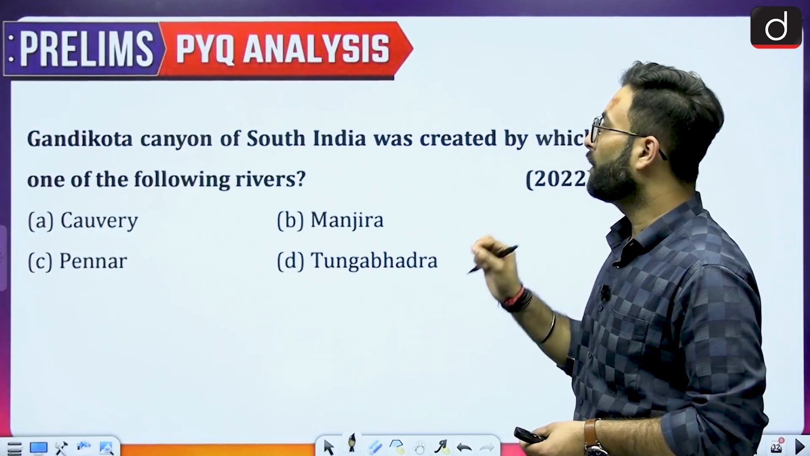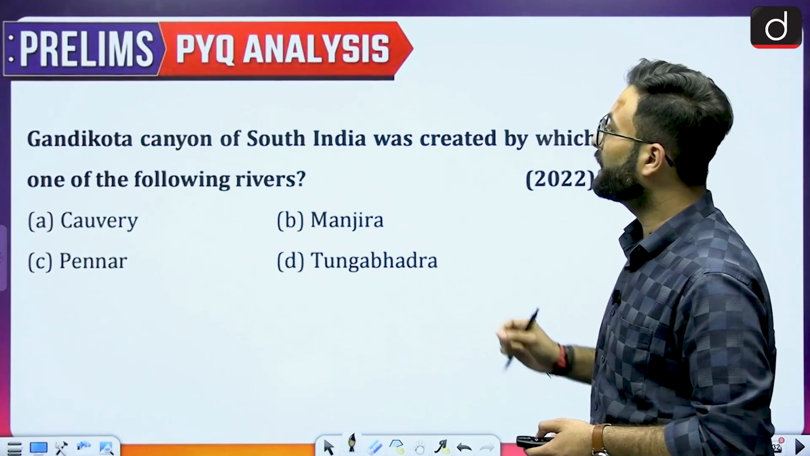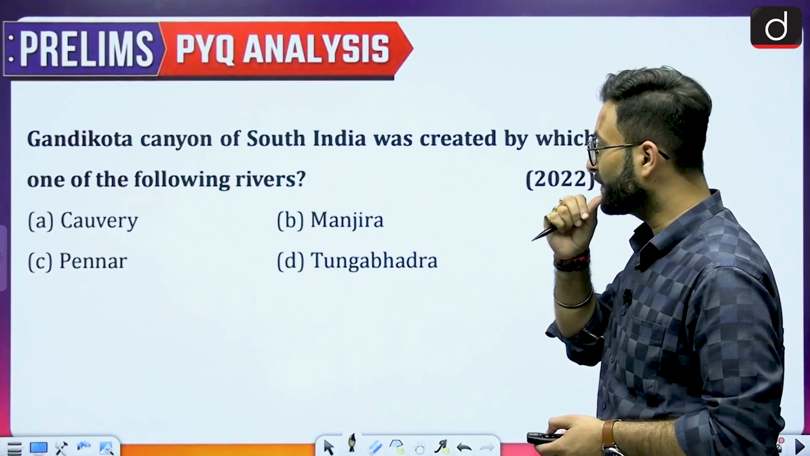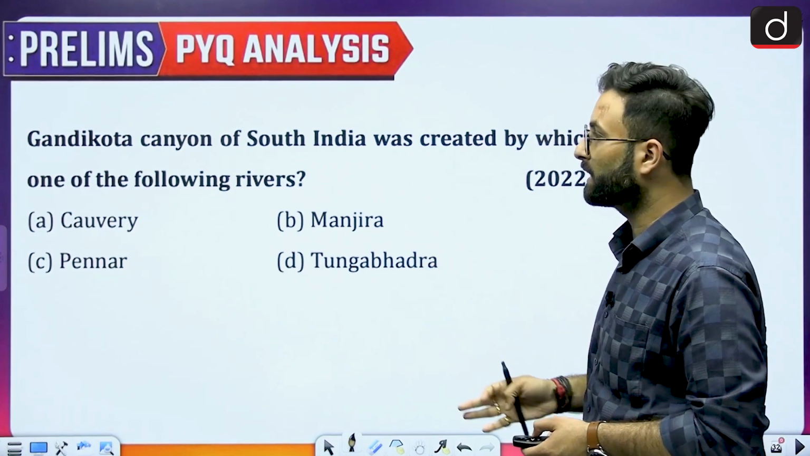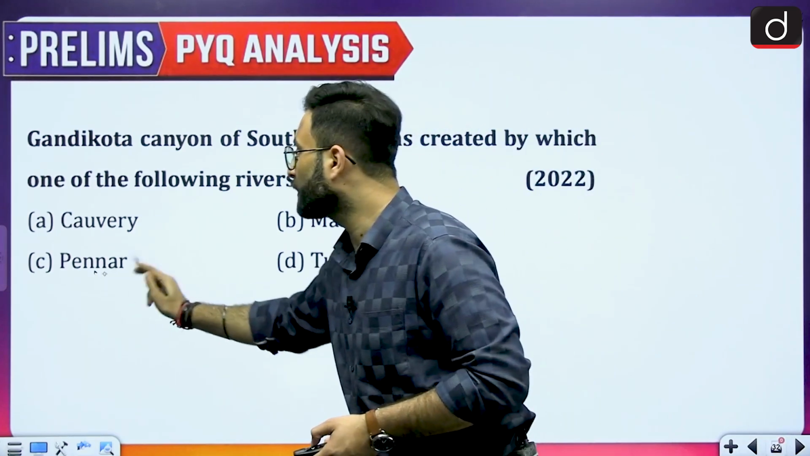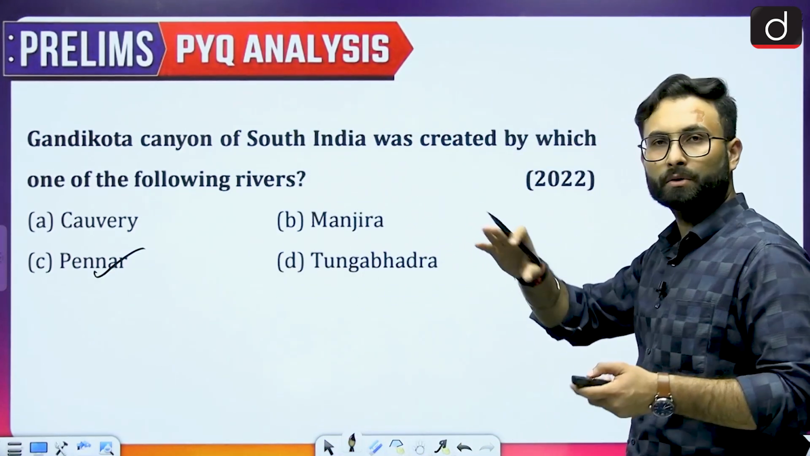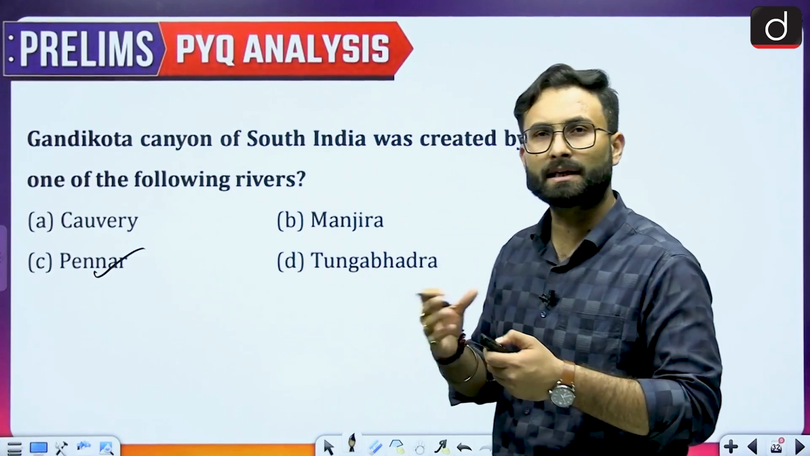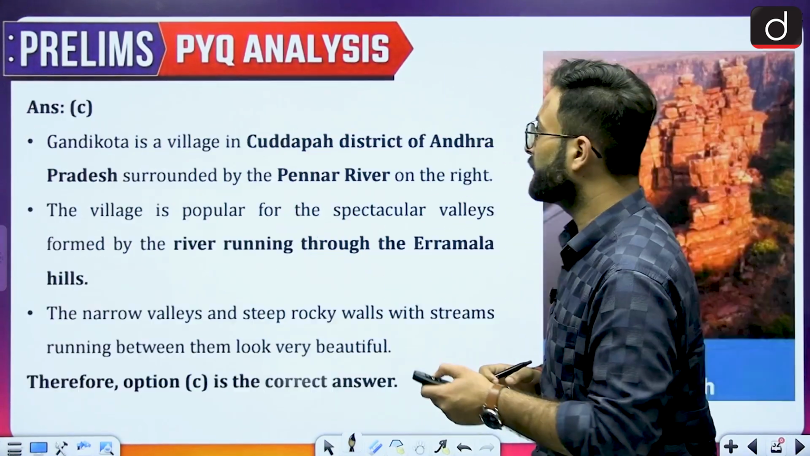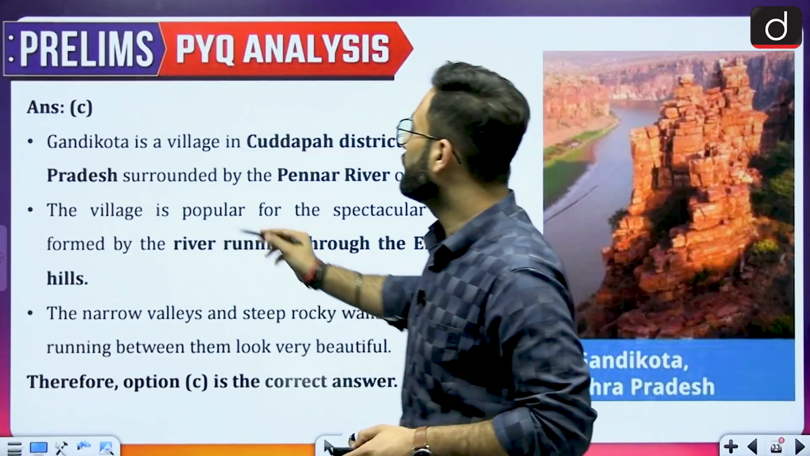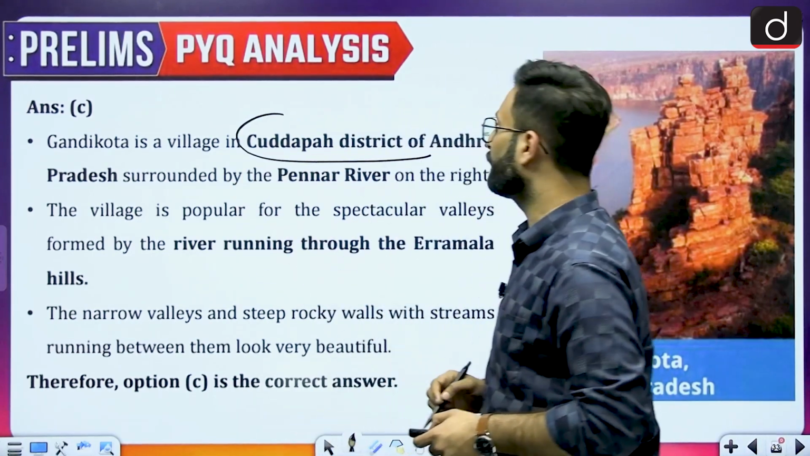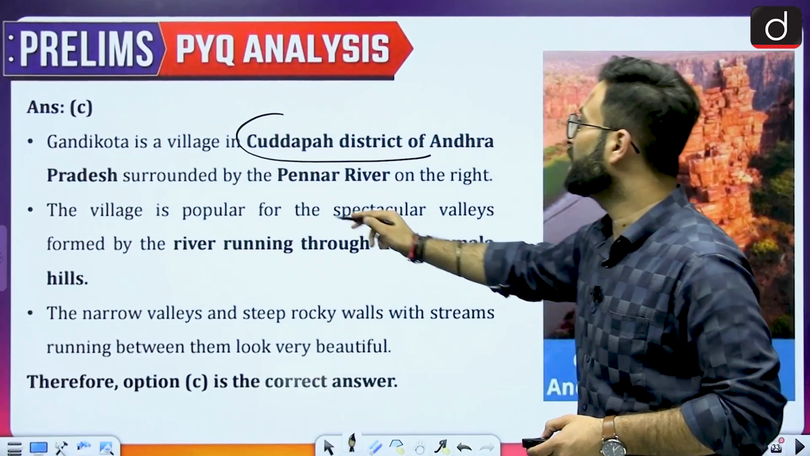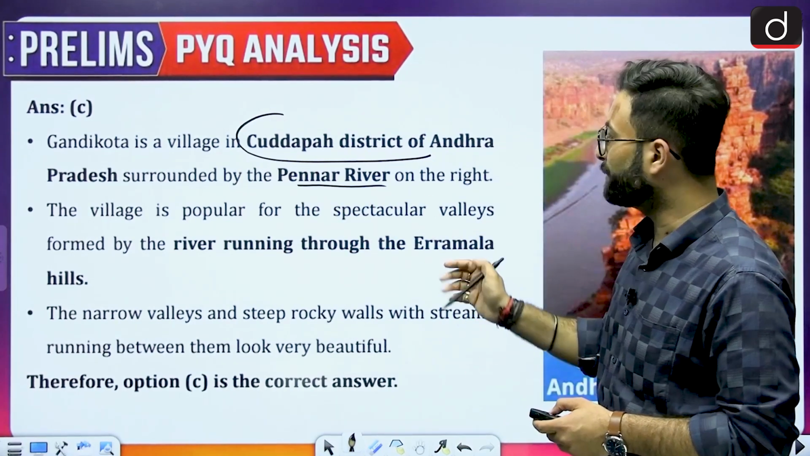Gandikota Canyon of South India was created by which of the following rivers? Kaveri, Manjira, Pennar or Tungabhadra? Here the answer is Pennar River. When we talk about canyons, this is also a physiographical feature. Here you can see Gandikota is a village in Kadapa district of Andhra Pradesh, surrounded by the Pennar River on the right. Pennar we have already seen.